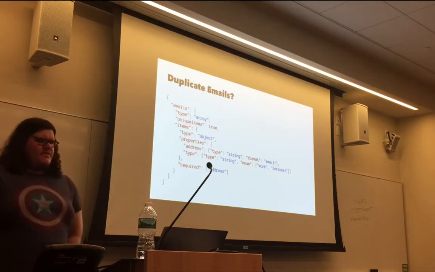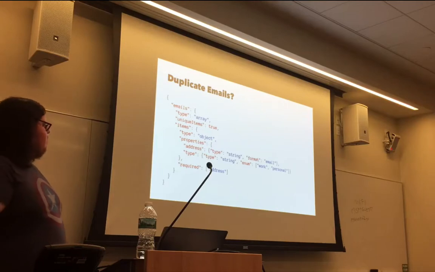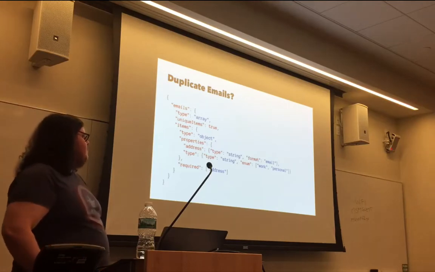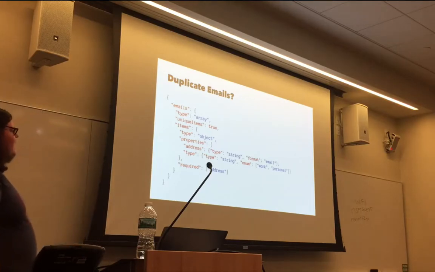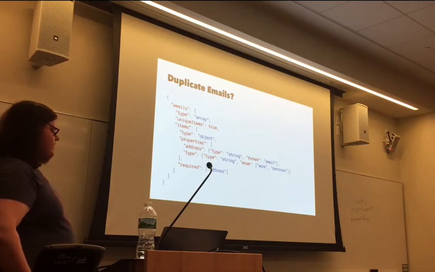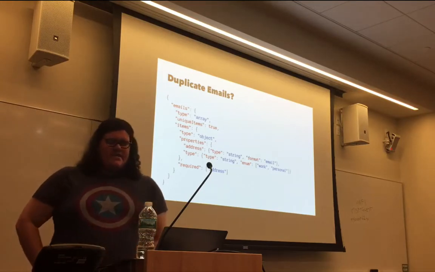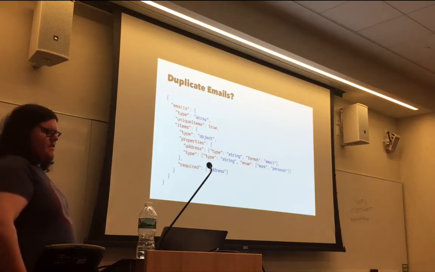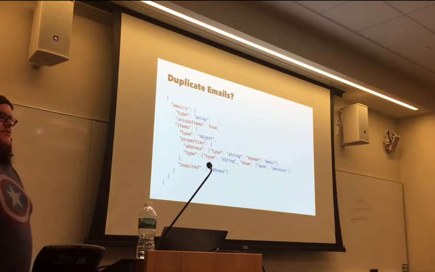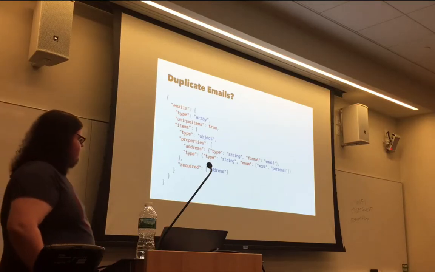We don't want duplicate emails for customers though. So what we can do is use the unique items keyword. We set it to true, and this specifies that every single object in this list must be unique. However, this would have a problem. This would allow a user to submit the same email address, but just with a different type.